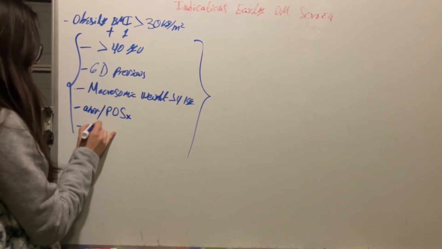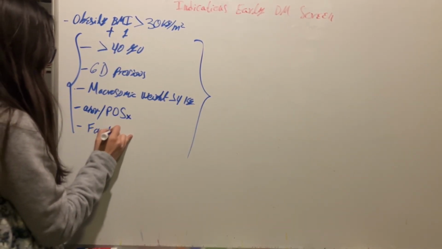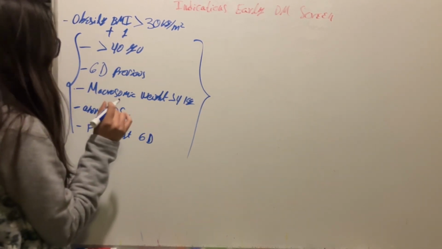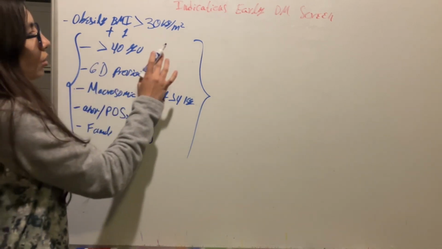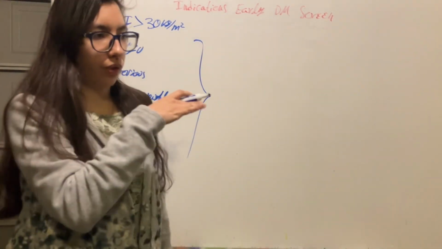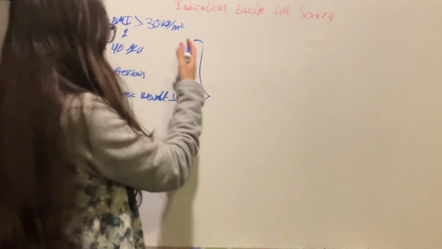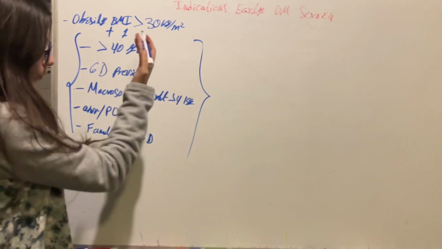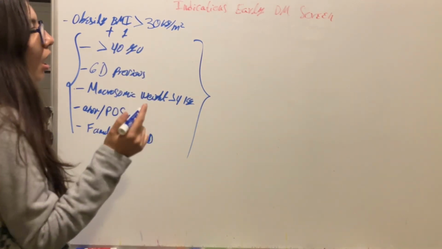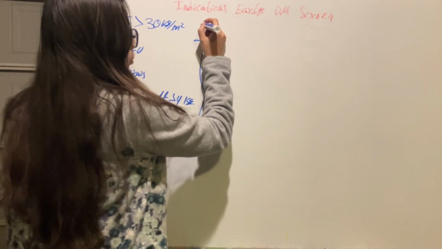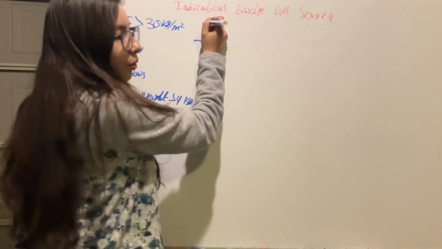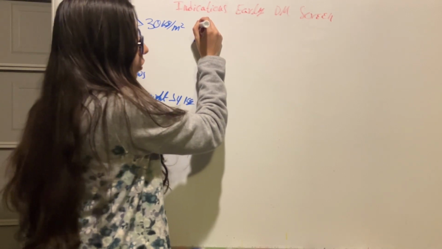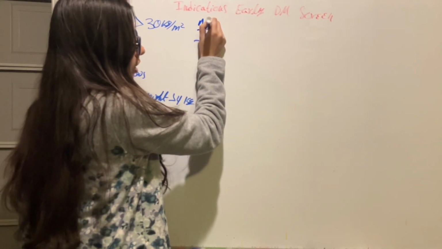or family history of gestational diabetes. So the indication to do an early screen for gestational diabetes is body mass index greater than 30 plus one of these. And this is the universal screen we do in the third trimester, but this would be done in the first trimester.